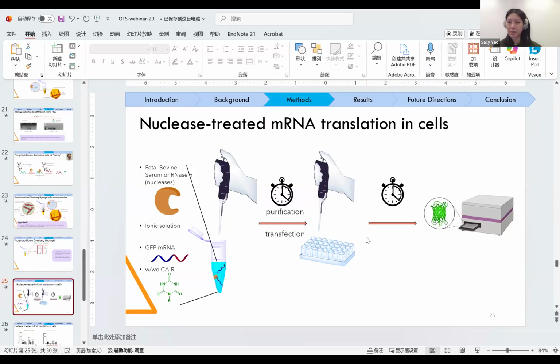The mRNA compound, you mean, is it still functional? Is it still translated? Your question is whether our mRNA is still functional after it's treated, and can still be translated.